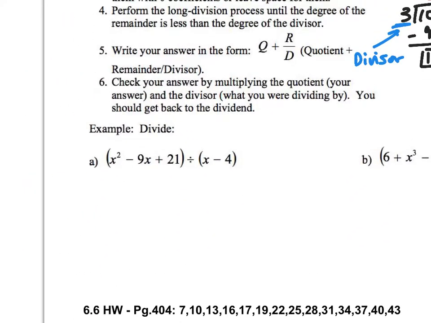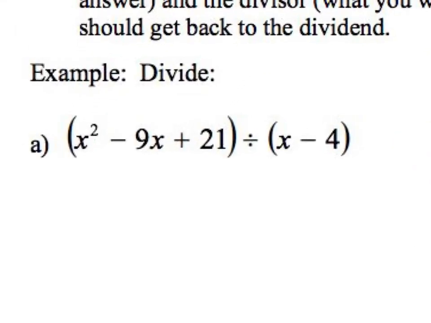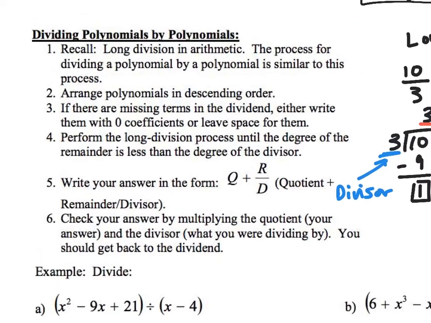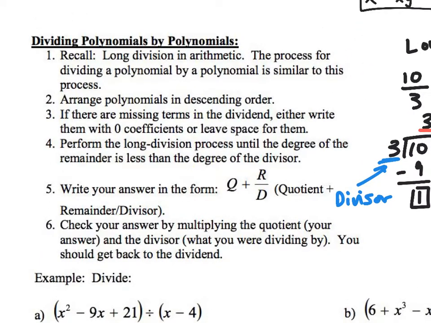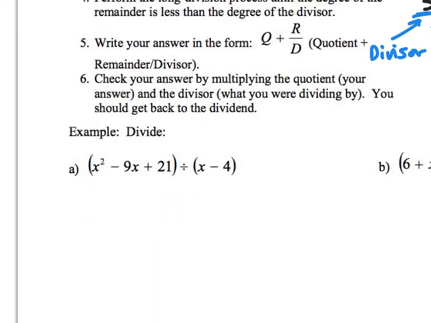All right, so what I want to do is make sure that there's a couple things we've got to take care of, all right? We want to make sure that we arrange our polynomials in descending order. If there are missing terms, okay, we write them with 0 coefficients and leave space for them, okay? I'll show you how to do the long division process. We'll write our answer here as the quotient plus the remainder over the divisor, and we can check our answer by remultiplying, okay? It's one way we can check. All right, so let's do this.